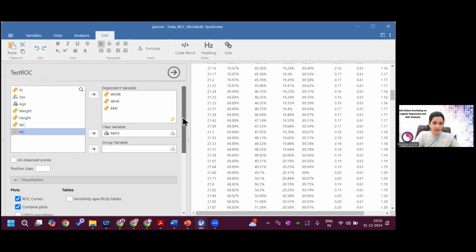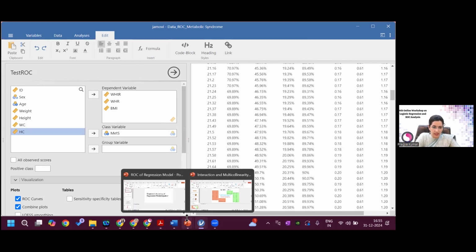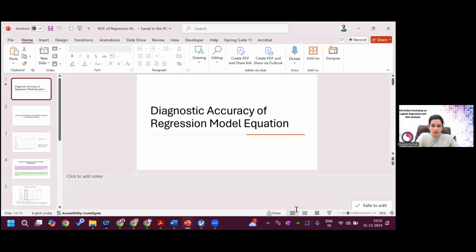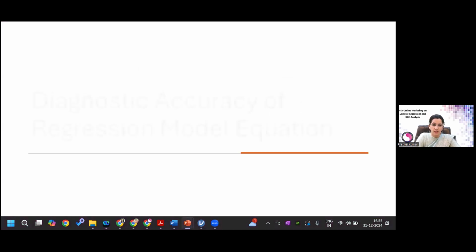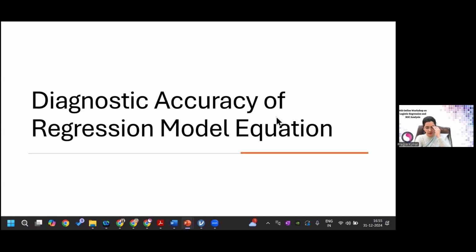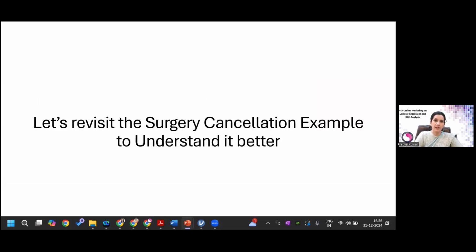And then comes the model. I just wanted to tell you regarding the regression model and the ROC of this regression model equation, because of which we took this session. Otherwise, as Dr. SB rightly said, this session should not have been combined with the regression. But since in regression there is the diagnostic accuracy of the regression model equation, we thought we'd take it. So now we'll come to that first day example, which was the surgery cancellation.